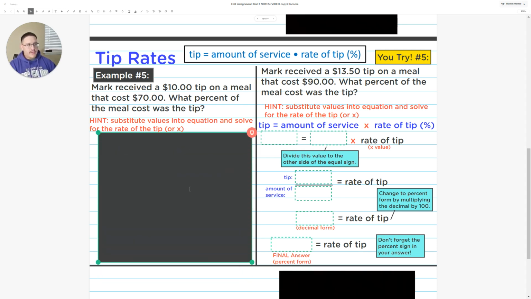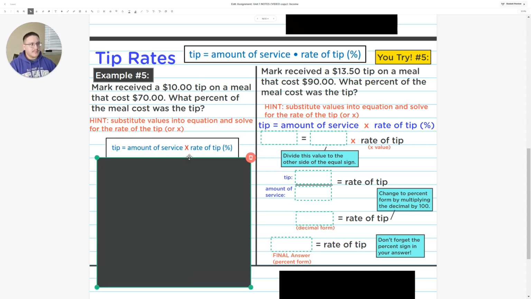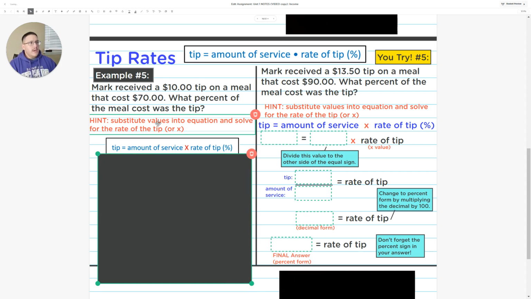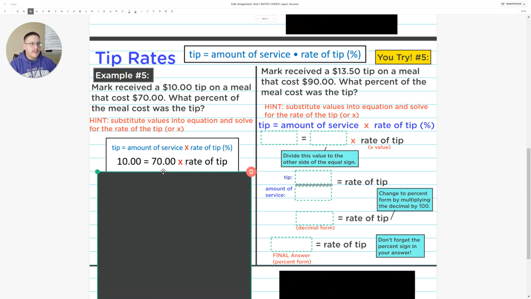So again, I'm just going to cover some things up and reveal it as we go. Now we know the tip is the amount of the service times the rate of the tip. So to get the rate of the tip, we're going to divide the amount of the service to the other side with the tip to get the following. So we know that the cost is $70, the amount of service. We know the tip is $10. So we're going to set up the equation like this. Now to get the rate of the tip in percentage, we're going to divide 70 into the $10.